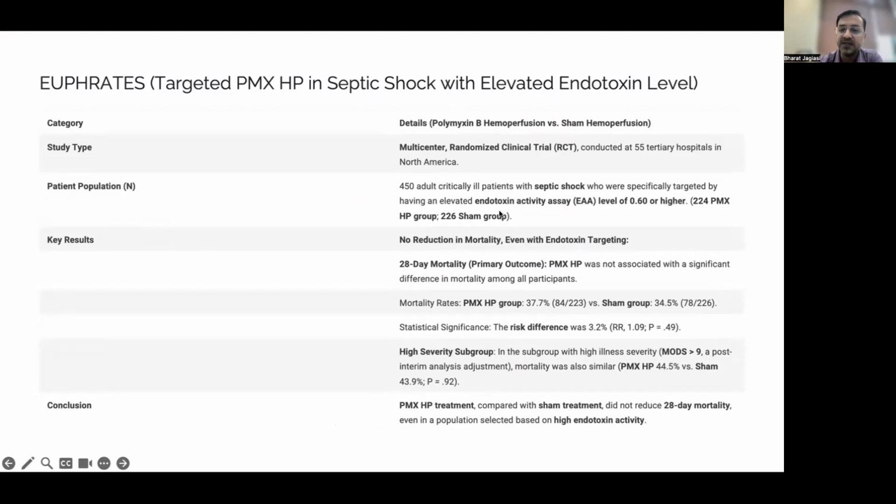Again, in the same study of 450 critically ill patients, there was no reduction in mortality, and the statistical significance was not high. But in the subgroup, as I told you, because this used the endotoxin assay, the patients assigned to the therapeutic group had an endotoxin assay of more than 0.6, but the filter did not have the capability to clear it when the assay was above 0.9, and this is why we had the negative outcome. When they did the subgroup analysis of 0.6 to 0.9, there was a benefit seen.